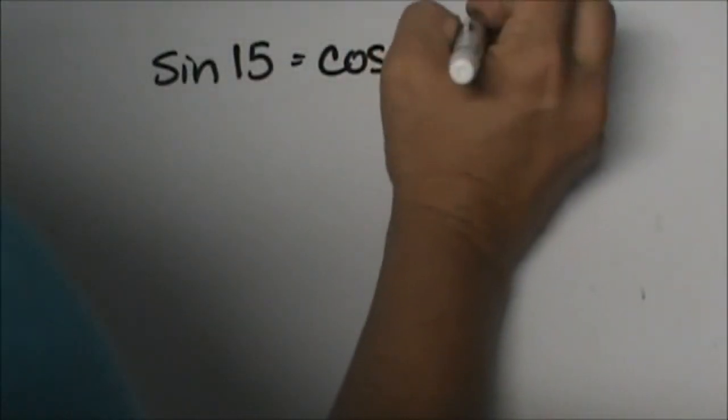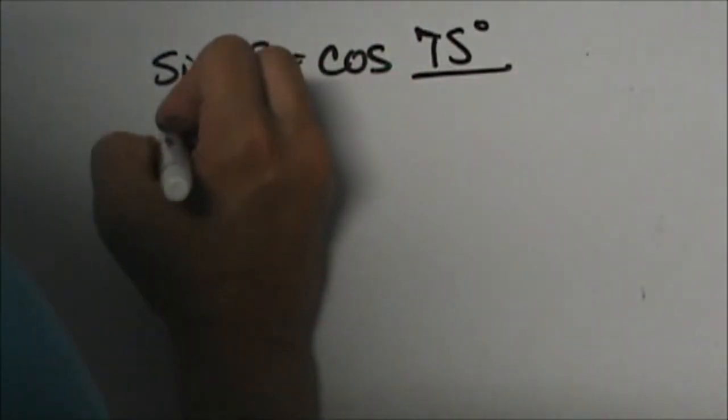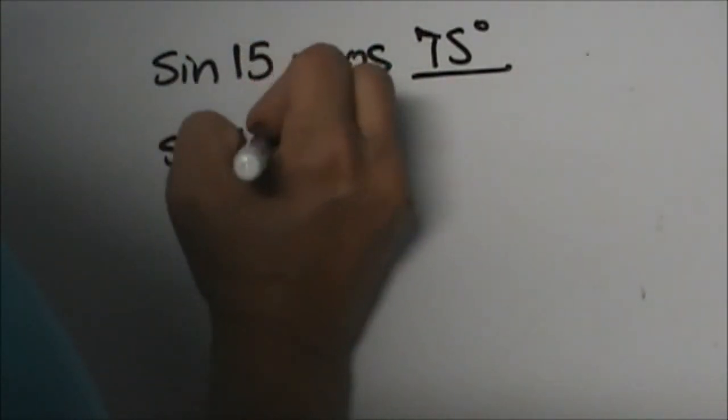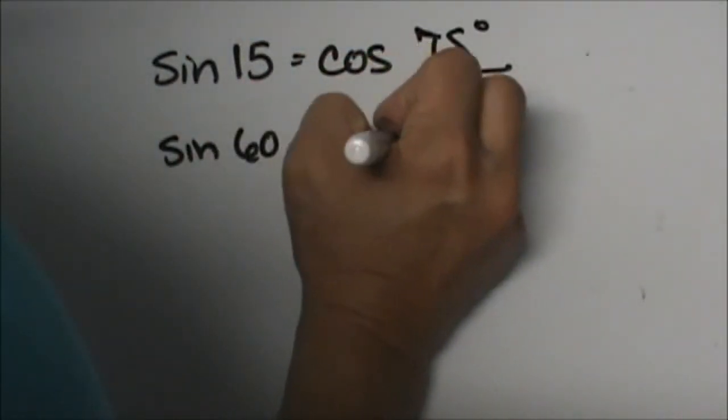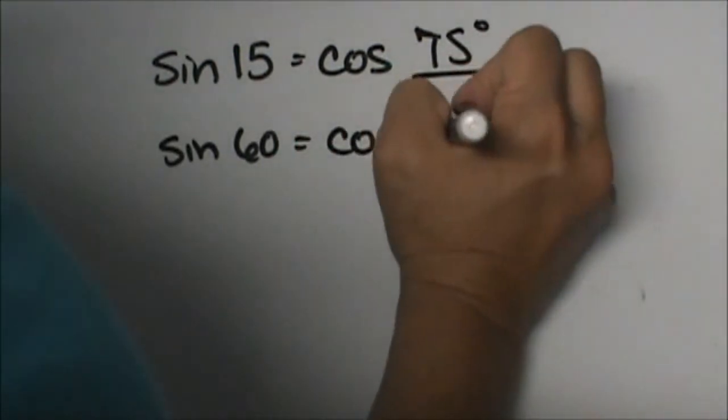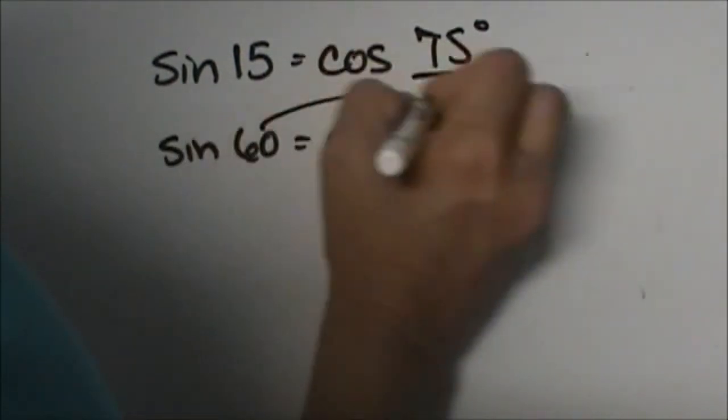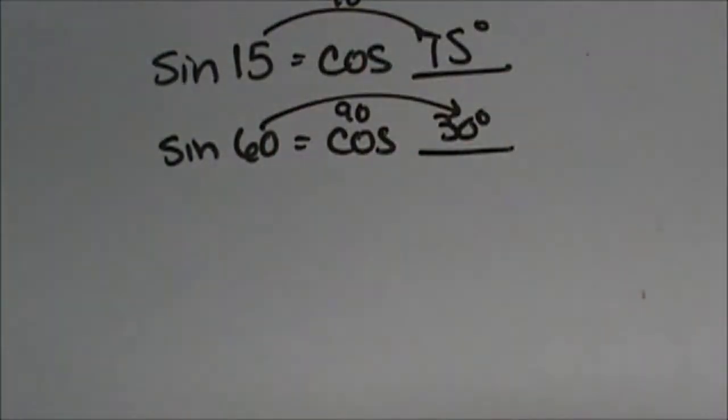Okay, so let's see if you guys can do another one. The sine of 60 is equal to the cosine of 30. Good. It's because these two add to 90. These two add to 90. So that's what that last problem was kind of getting at, was that the cosine and the sine have to be of angles as long as they're complementary angles. Okay.